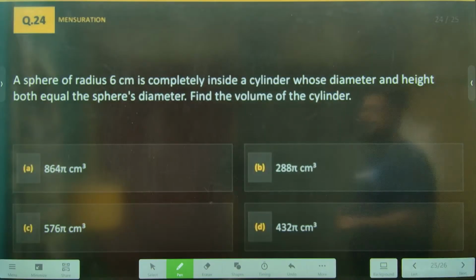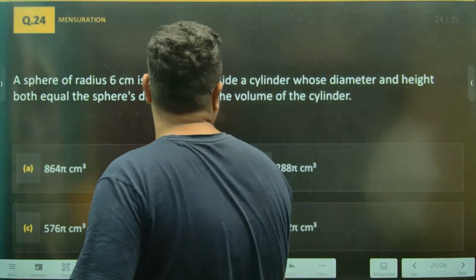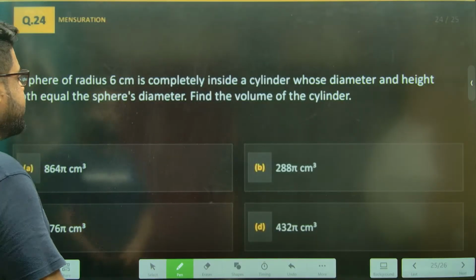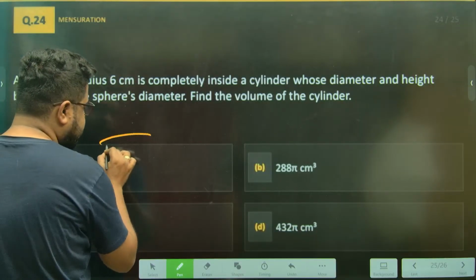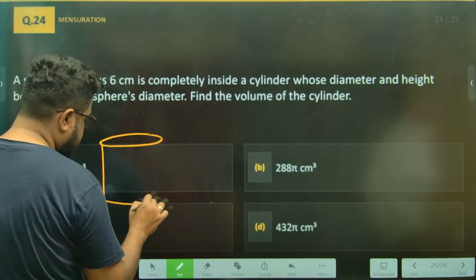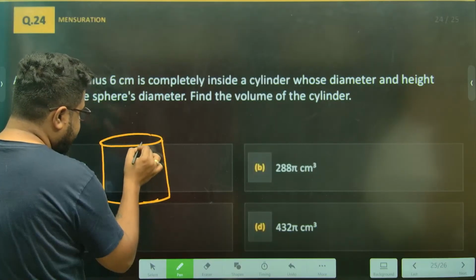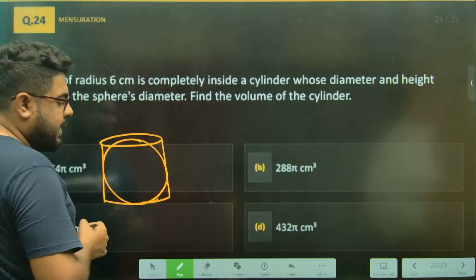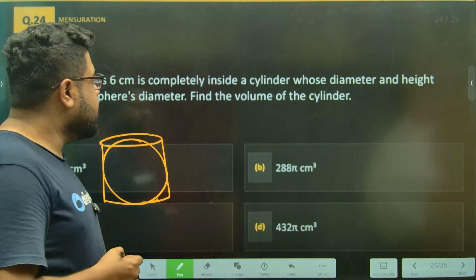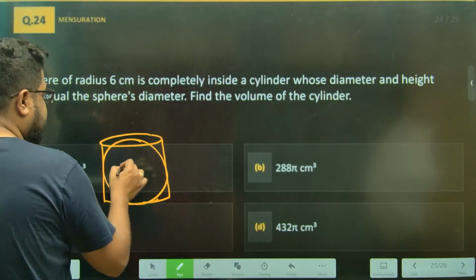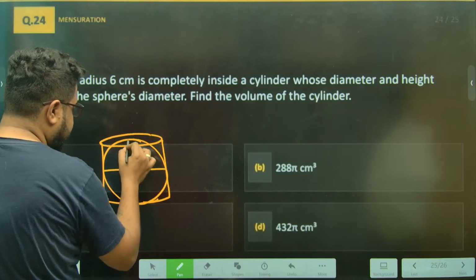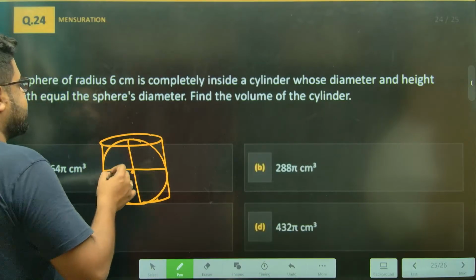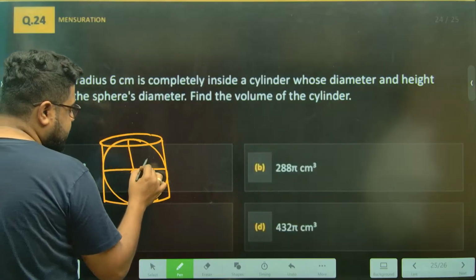Next, sir. A sphere of radius, this is completely inside a cylinder whose diameter and height both are equal to the sphere's diameter. So this is a cylinder, sir, and the sphere is completely inside like this. Right? So diameter, this is also diameter, this is also diameter. Now, radius is 6, sphere. So this is 6 centimeters, sir.